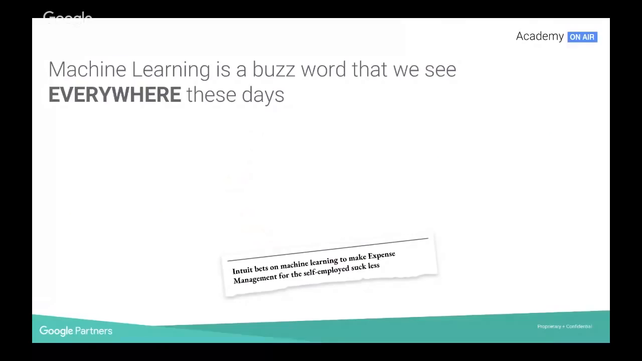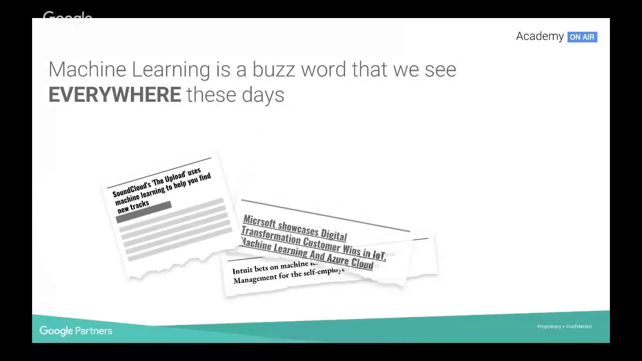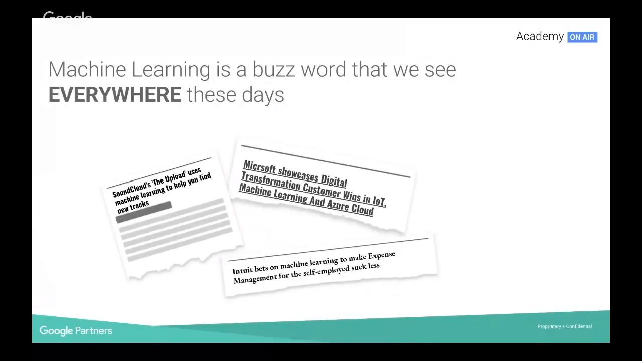You might have seen this: Intuit, a famous company that helps people manage their expenses and taxes, uses machine learning, for example, to make their products easier to use. Also, we have SoundCloud, which helps people discover new tracks that you might like based on everything that you have listened to before. Microsoft is showcasing that the Internet of Things and their Azure cloud products are using more and more machine learning to help customers deal with the challenges of the Internet of Things.